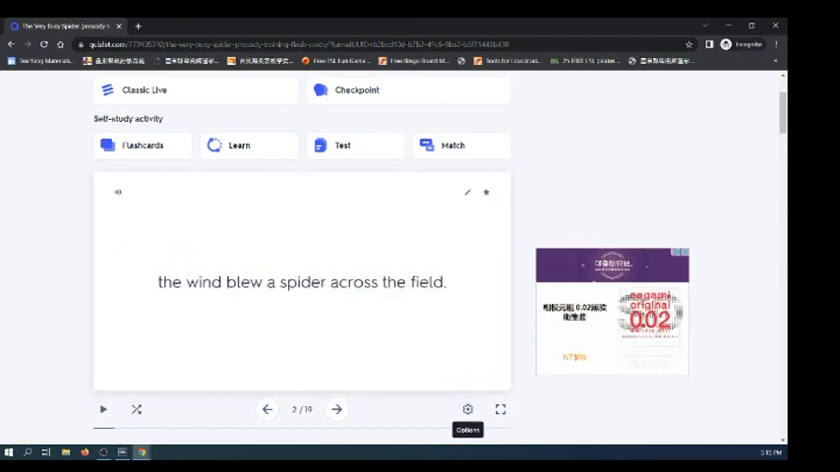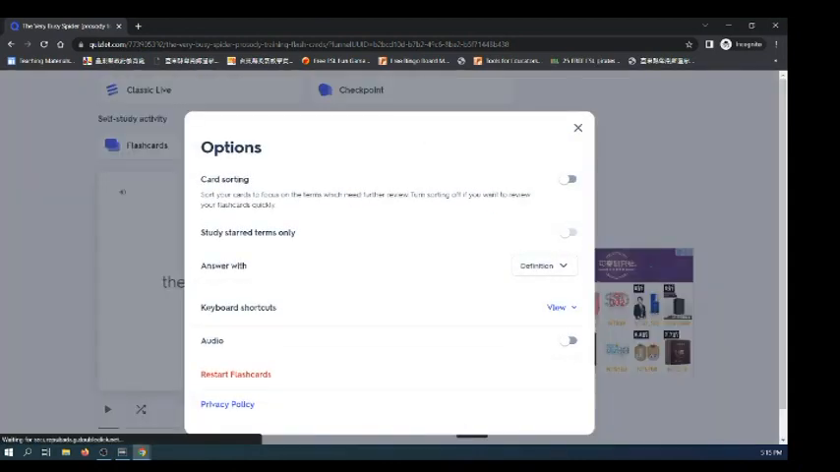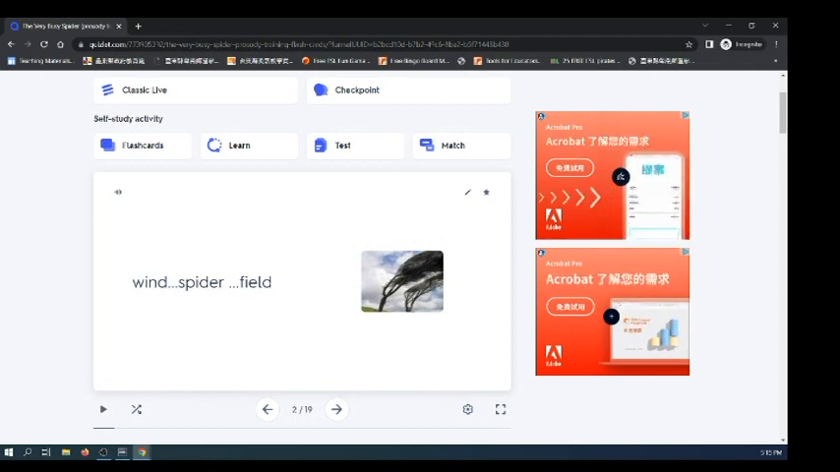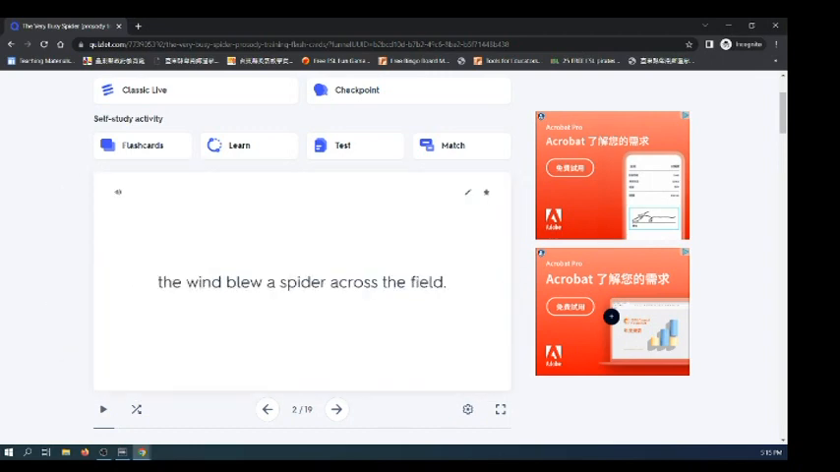Let me change the settings here. I'm going to answer with term. Okay. There we go. Okay, so what I have the students do is just say this. And you know how the students just love to just shout out. So they'll shout, wind, spider, field. And then I'll have them practice again. Wind, spider, field.